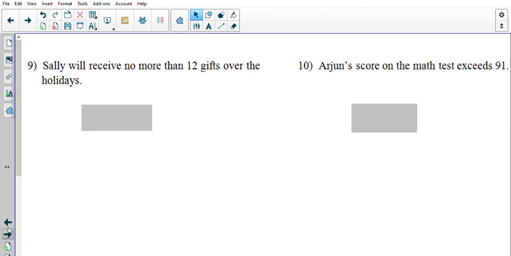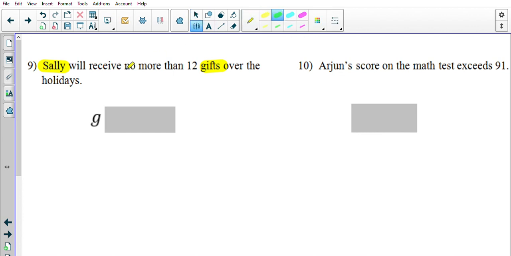All right, number 9. Sally will receive no more than 12 gifts over the holidays. So our unknown here, it's not just Sally, but the number of gifts she's going to receive. So I chose the variable g to represent the number of gifts. Our phrase is once again no more than, so that's less than or equal to 12.